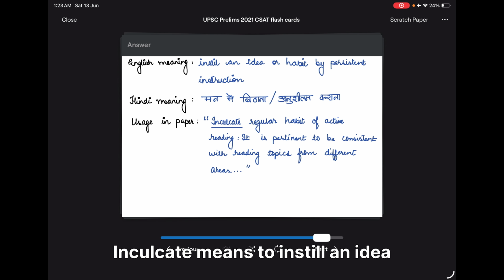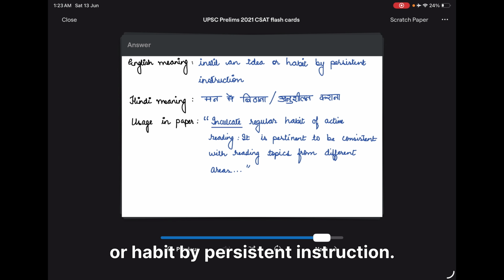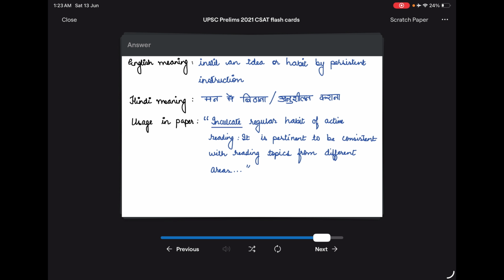The next word is inculcate. Inculcate means to instill an idea or habit by persistent instruction. हिंदी में इसका अर्थ है मन में बिठाना या अनुशीलन कराना. In the paper it was used as inculcate regular habit of active reading. It is pertinent to be consistent with reading topics from different areas.